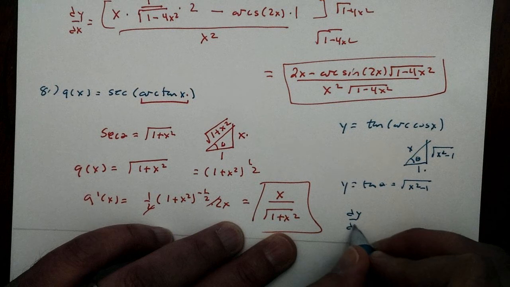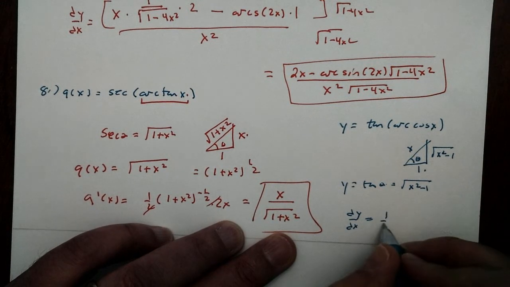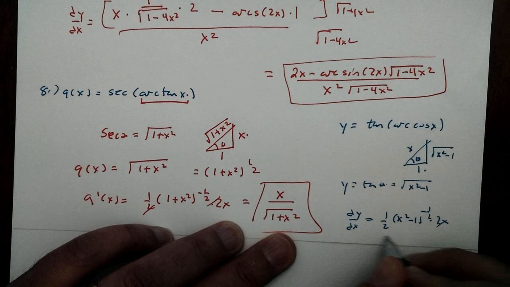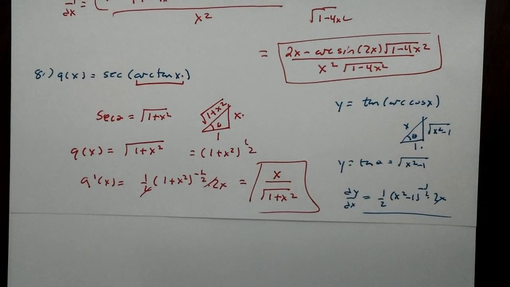So the derivative, well, this is just product, chain rule. We get 1/2 times x squared minus 1 to the negative 1/2 times 2x. And of course you can clean that up. Good problems to know how to do. They're a lot of fun to do.